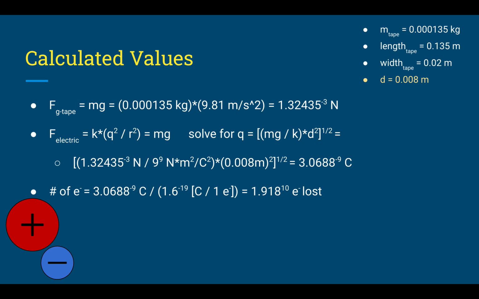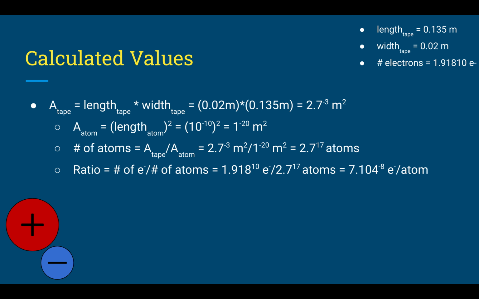And we were able to find the number of electrons either gained or lost, and because the charge was positive, we knew that this was electrons lost, so we divided that charge by the amount of charge per one electron, which gave us 1.9 times 10^10 electrons lost. And then we used the area of the tape and the area of the atom by just multiplying the dimensions to get those areas of both. And we were able to find the number of atoms by dividing those two areas, which gave us 2.7 times 10^17 atoms. And so then we could find the ratio, the number of electrons lost divided by the number of atoms, which gave us 7.1 times 10^-8, and that was electrons lost per atom.